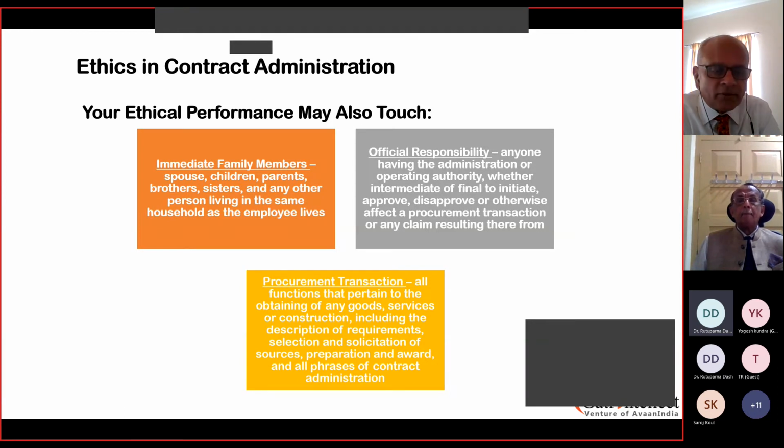So if you look at some examples that you see, immediate family members, what we typically call nepotism: spouse, children, parents, etc., living in the same household as the employee does. Now, an example that comes to mind quickly is a contract being awarded to a person who coaches the employee's children on a certain sporting game or facility. This could cut both ways.